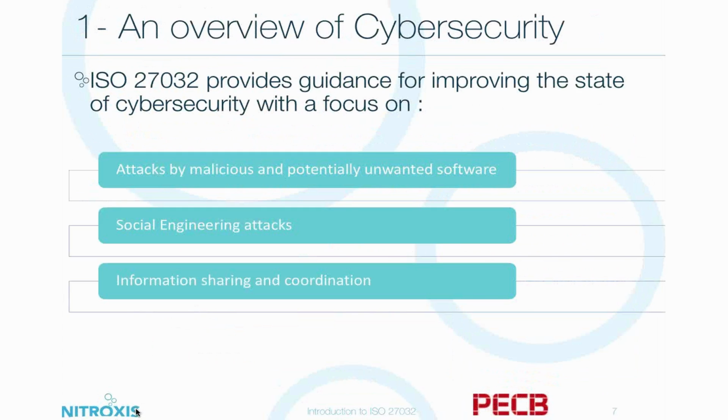So for the overview of cybersecurity, this standard provides guidance for improving the state of cybersecurity with a focus on attack by malicious and potentially unwanted software, and social engineering attacks, because we as humans are always the weakest link finally. It also provides a framework for information sharing and coordination between all the stakeholders. In case of a security incident, we need to share with maybe another organization. So we deal with business to business, I mean B2B, and we need to align both organizations to coordinate in case a security incident happens. So these are the three topics that the standard is focused on.